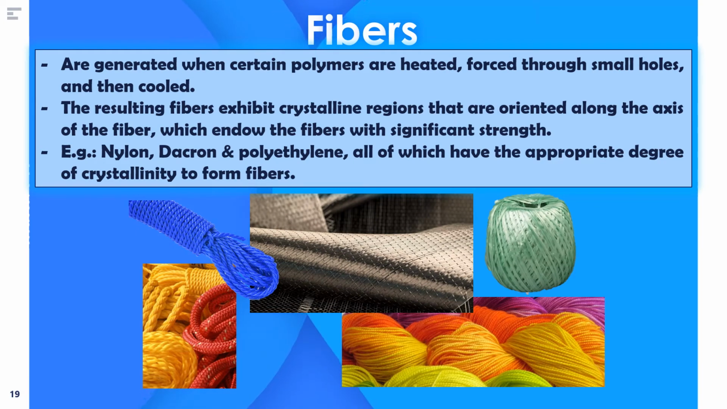Fibers are not important, but for extra information, fibers are generated when certain polymers are heated, forced through small holes, and then cooled. The resulting fibers exhibit crystalline regions that are oriented along the axis of the fiber, which endow the fibers with significant strength. Examples are nylon, Dacron, and polyethylene, all of which have the appropriate degree of crystallinity to form fibers.